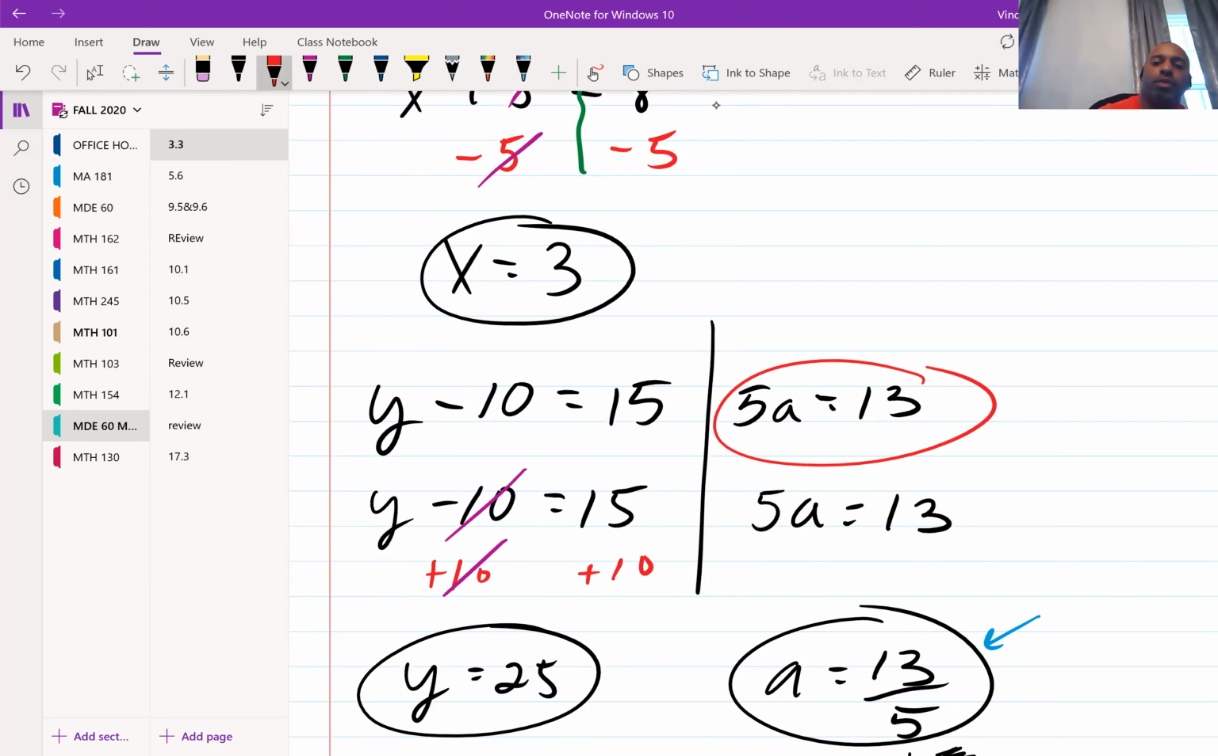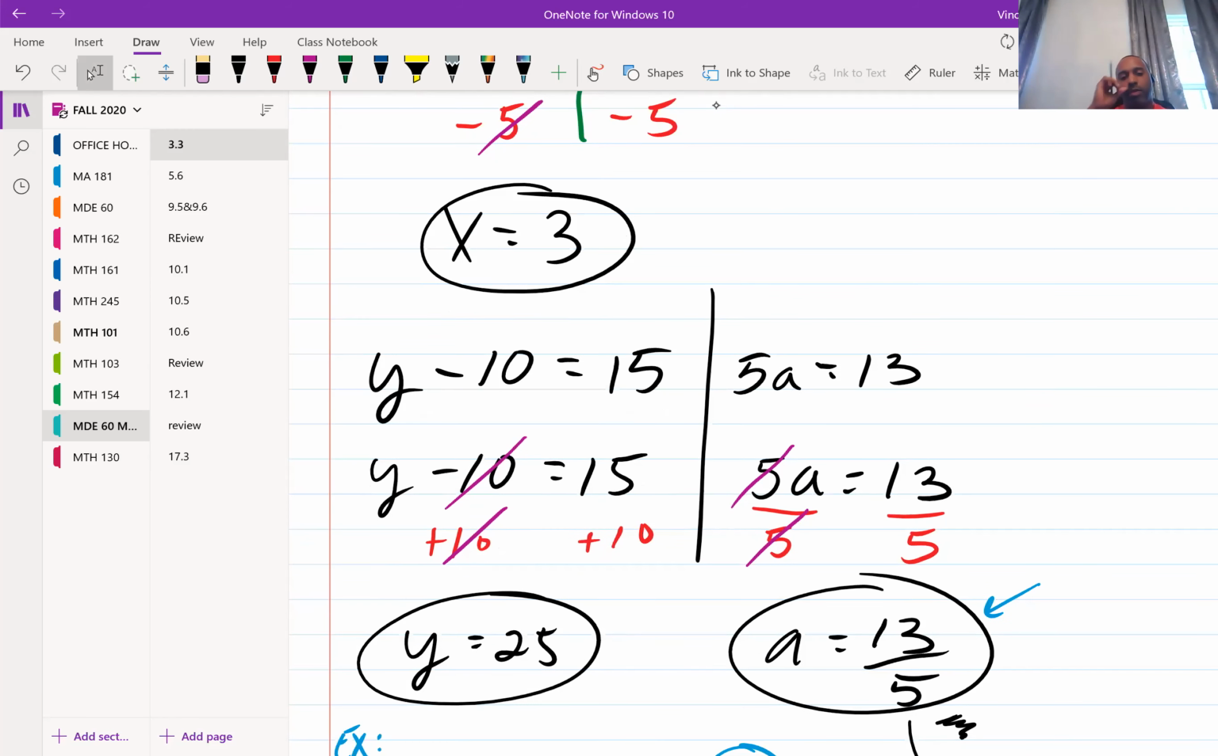Next one, 5a equal to 13. That's 5 times a. So I'm going to divide both sides by 5. The 5's cancel, and that leaves me with 13 over 5. Notice I left it as 13 over 5, I didn't convert to a decimal, nor did I convert to a mixed number. You do not have to at this point. They assume that you're pros at doing that. Unless it says specifically in your directions to do that, you do not have to.